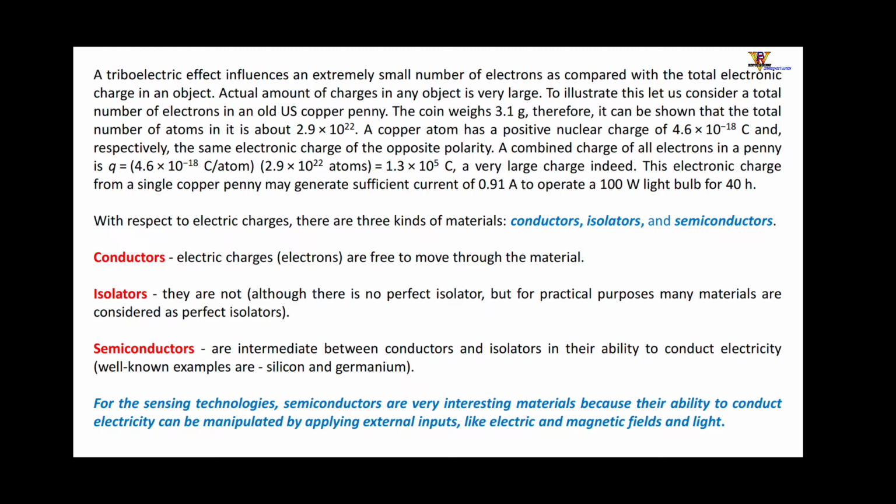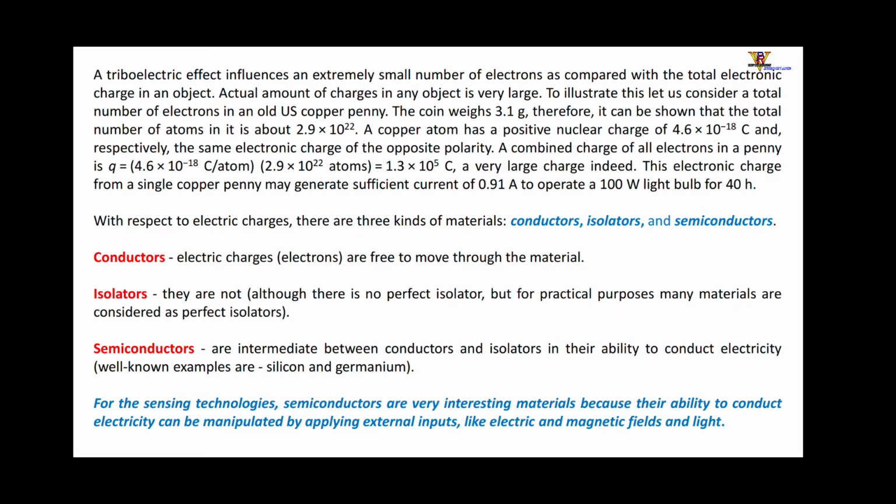Because a copper atom is electrically neutral, it has a positive charge of 4.6 × 10^-18 coulomb, and the same electronic charge is also present in the atom. The combined charge of electrons in a penny is Q, which is 4.6 × 10^-18 coulomb per atom, multiplied by 2.9 × 10^22 atoms. So the net charge in the penny is 1.3 × 10^5 coulomb.